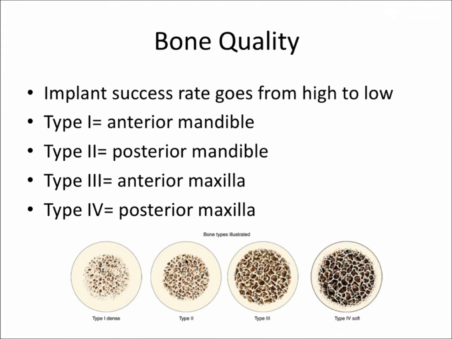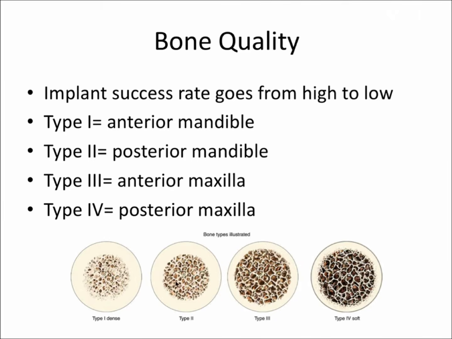And then we go to type 2, which is found in the posterior mandible. Type 3 is found in the anterior maxilla, and type 4 bone is found in the posterior maxilla. So type 4 is soft medullary bone, has very poor primary stability, and so if you get very poor primary stability right off the bat, you're not going to have opportunity to create great secondary stability, even though you might have a good blood supply.